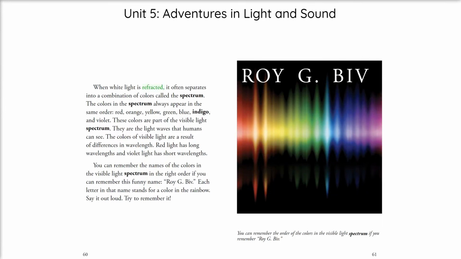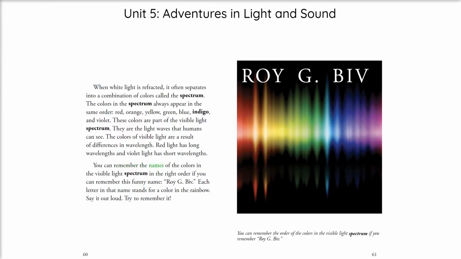When white light is refracted, it often separates into a combination of colors called the spectrum. The colors in the spectrum always appear in the same order: red, orange, yellow, green, blue, indigo, and violet. These colors are part of the visible light spectrum. They are the light waves that humans can see. The colors of visible light are a result of differences in wavelength. Red light has long wavelengths, and violet light has short wavelengths.